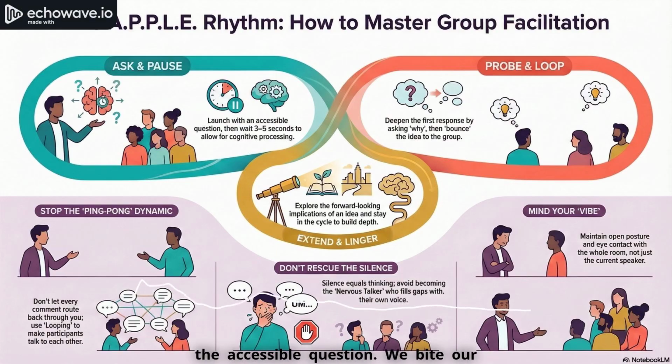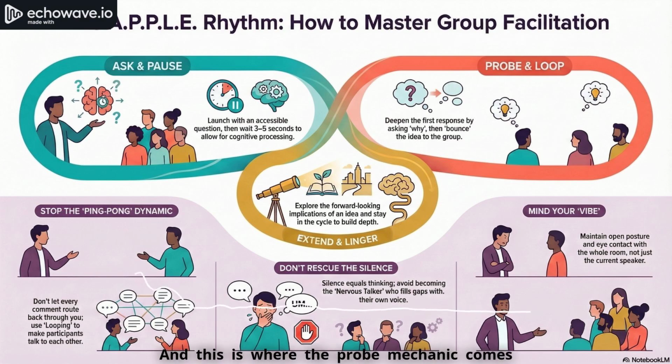Okay, so we ask the accessible question, we bite our tongues, and survive the sheer eternity of the pause, and eventually somebody caves. Someone breaks the silence and speaks. The engine turns over. We have ignition. Right. Now, a lot of leaders treat that first answer like a checkpoint on a to-do list. Like, someone spoke, great, check the box, let's move on to the next topic. Which is the worst thing you can do. Exactly. Because if we want to build a deep discussion, we can't just abandon that initial spark. We have to stick with it.